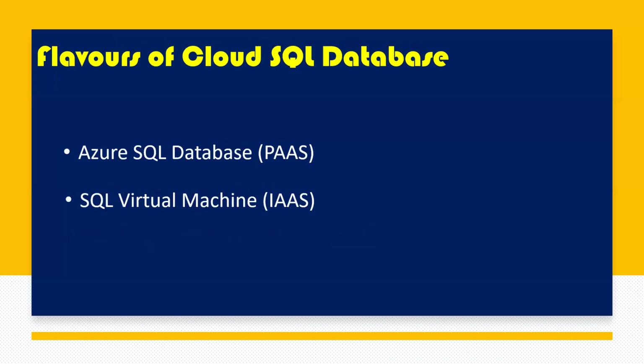The Cloud SQL database has two flavors. One is Azure SQL Database, another one is SQL virtual machine. Azure SQL Database is a platform as a service. SQL virtual machine is infrastructure as a service. If you are using a SQL virtual machine, you have to install the SQL software yourself. With Azure SQL Database, the database will be created directly under the server. The server also you have to create.